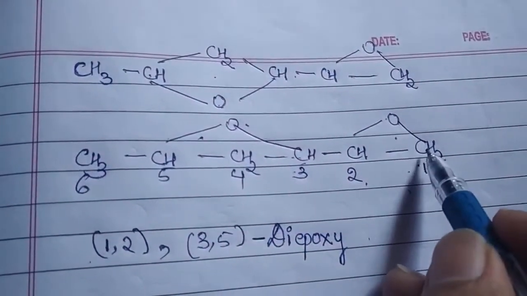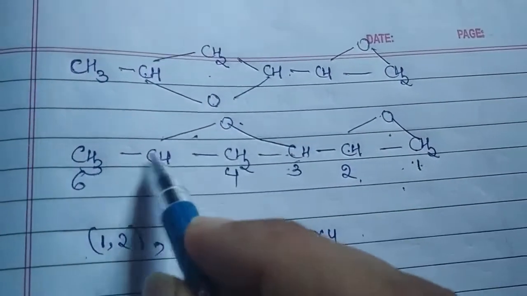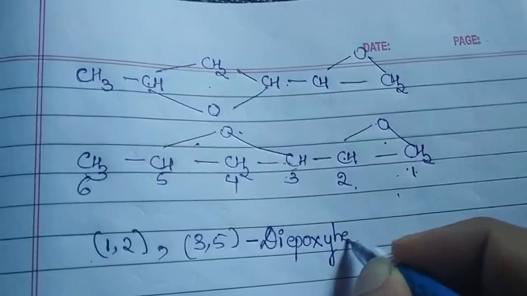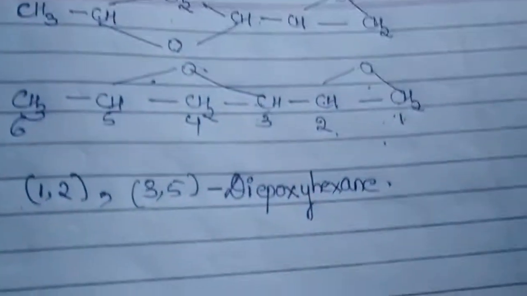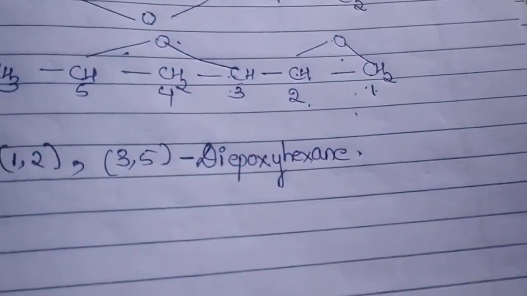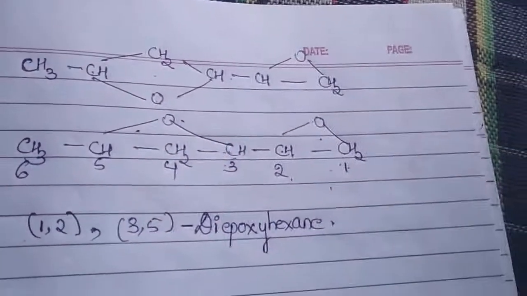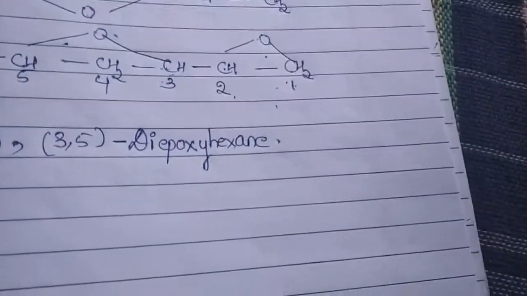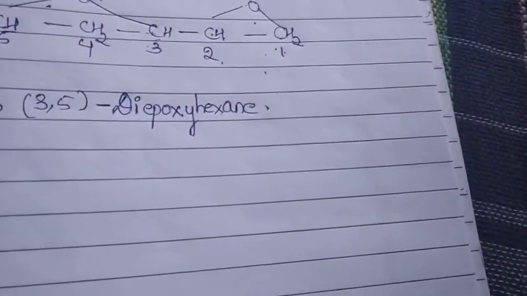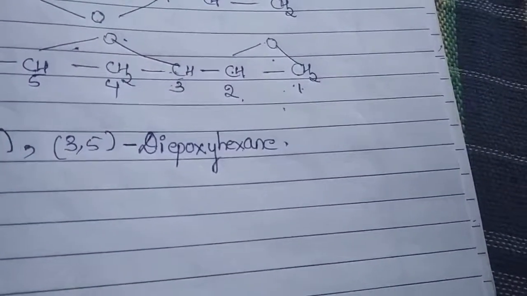So 1, 2, 3, 5, di-epoxy. What is the next? 1, 2, 3, 4, 5, 6, hexane. Are you getting my point, guys? So 1, 2, 3, 5 di-epoxy hexane. So very much important. This epoxy, many times I have seen in competitive exams they will be giving the structures by their name, so it should not be in ambiguity. Okay, please note it down on one side.